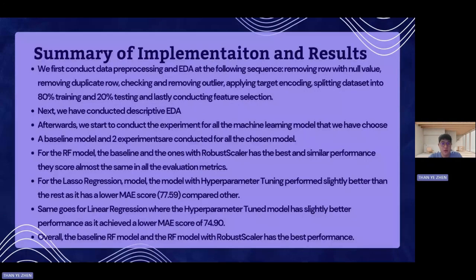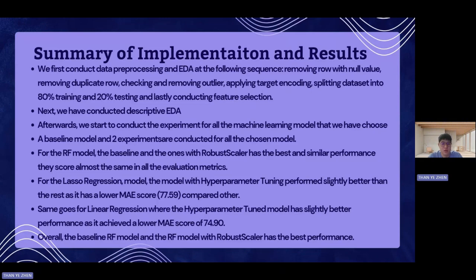As a summary of implementation and result, we first conducted data processing and EDA in the following sequence, which is removing rows with no value, removing duplicate rows, checking and removing outliers, applying target encoding, splitting the dataset, and lastly conducting feature selection. Afterwards, we conducted a descriptive EDA, and we started to conduct the experiment for all the machine learning models. For the RF model, the baseline and the one with robust scaler have the best performance.